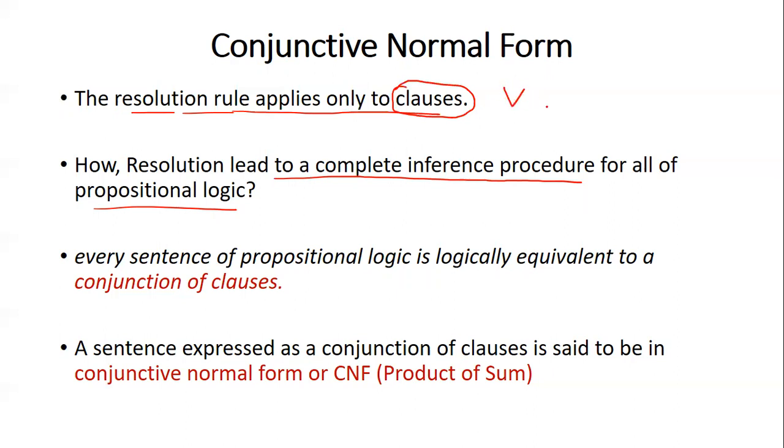or. That is, it does not include other things like and, implies, and bidirectional. All these things will not be there in a clausal sentence. And whatever literals are available in a clausal sentence, only those literals will be considered for a conjunctive normal form. When that is the case, how do we claim that resolution leads to a complete inference procedure for propositional logic? That is the question.